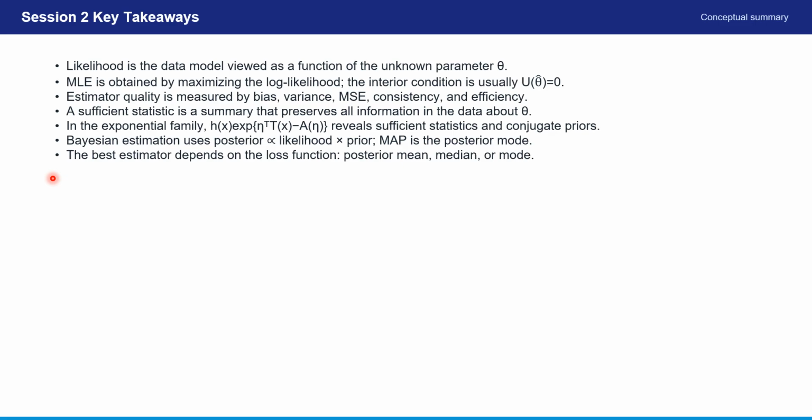MAP is the posterior mode. Under squared loss, the best Bayesian estimate is the posterior mean. Under absolute loss, it is the posterior median. Under 0-1 loss, it is the MAP estimate.